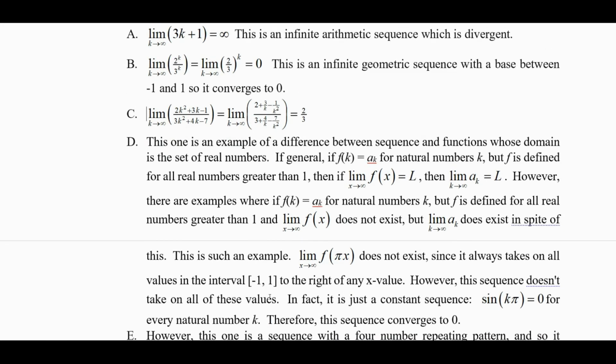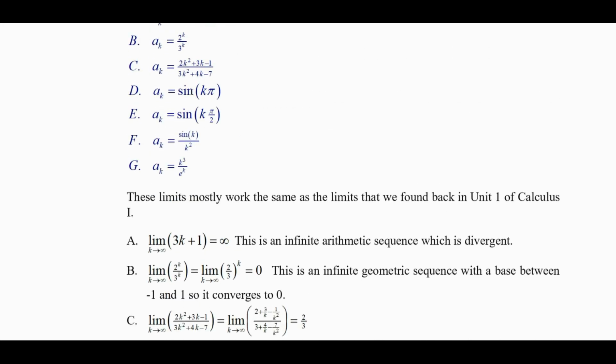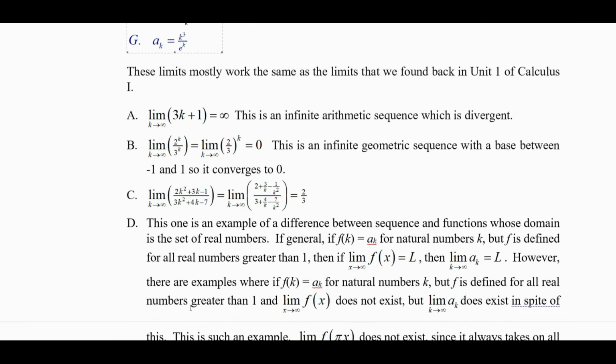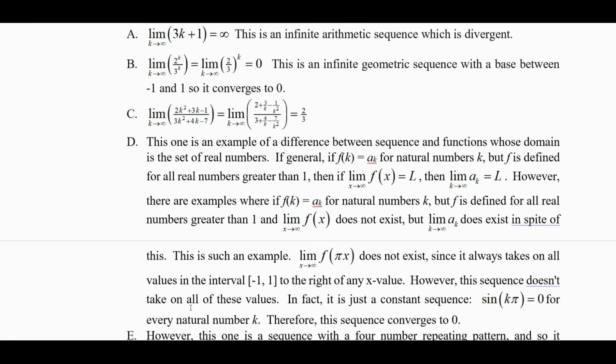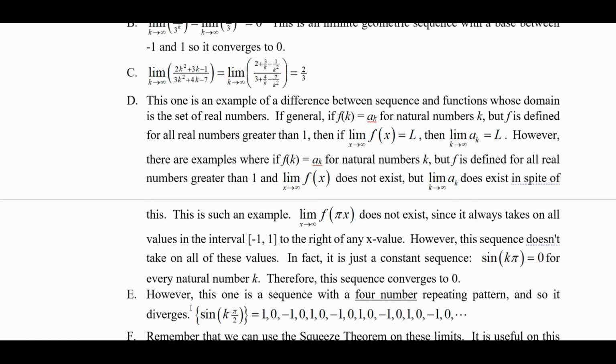And this next one, where a sub k is sine of k pi, is an example of the difference between a sequence and functions whose domain is a set of real numbers. So one more thing we can say in general is if f of k equals a sub k for natural numbers k, but f is also defined, say, for all real numbers greater than 1, then if the limit of f of x as x approaches infinity is L, then the limit of a sub k as k approaches infinity is also L.